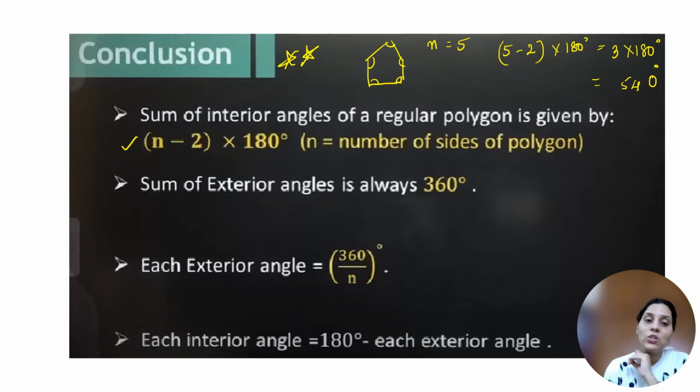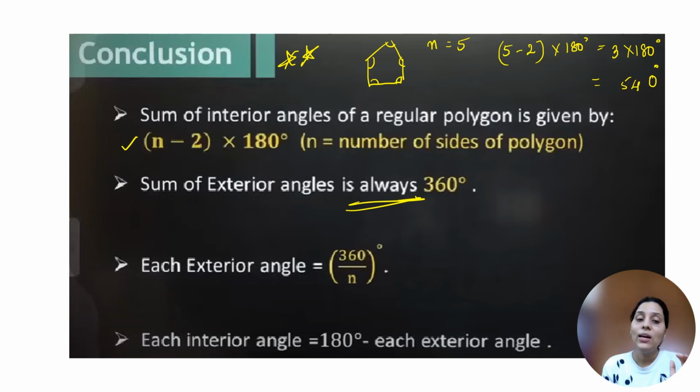Now coming to the next one, the sum of exterior angles is always 360. So whenever you have any polygon, be it 10 sided, 8 sided, 7 sided, whatever it is, the sum of all the exterior angles is always 360. Be it you have 10 exterior angles or 5 exterior angles, the sum is always going to be 360.